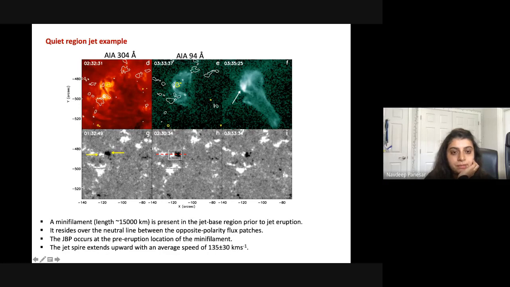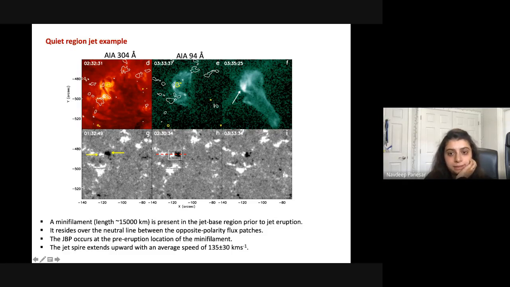And if you see the magnetic field of this small-scale filament, it lies above the neutral line between the majority flux, which is positive here, and minority flux, which is negative here. During the onset of the eruption, a small brightening appears at the neutral line. So when this mini filament erupts, a jet bright point, this one, appears at the location where the filament was rooted prior to the eruption. So it appears at the neutral line.